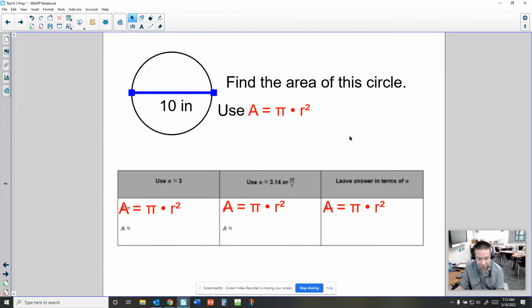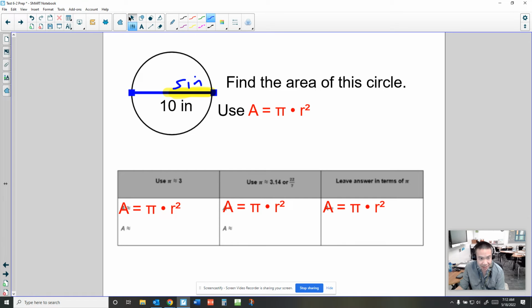Now let's do area of a circle. The formula for area of a circle is pi times radius squared. R means radius. Is this a picture of a radius? No. A lot of kids do get this wrong for not using the correct radius. The radius goes from the center to the edge. So if this whole thing is 10, the radius is half of it. Oh, so it's 5 inches.